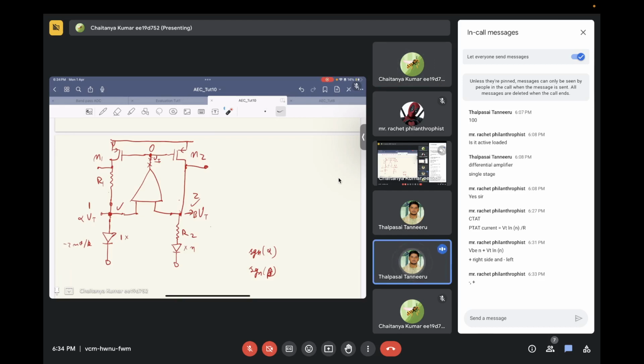PMOS load op amp. No, no. See, I have disconnected this. Now I am giving the input at the gate of the PMOS, and I am asking: if this were to behave as an amplifier, what kind is it? Common source. Correct. Now, what is the sign of the output with respect to the input of a common source? Minus. Yeah, minus.